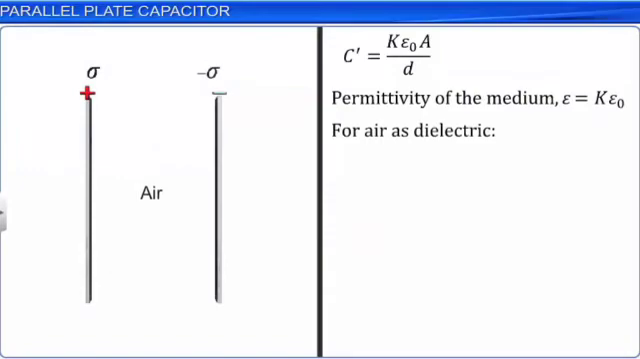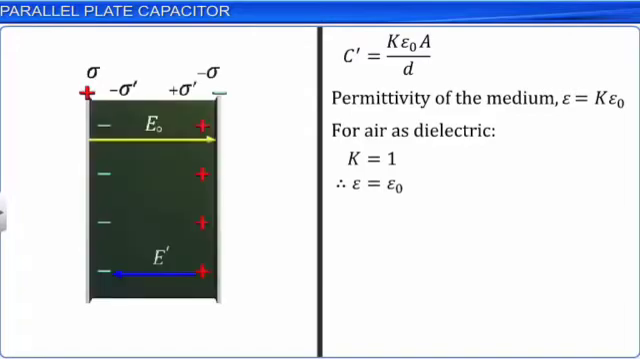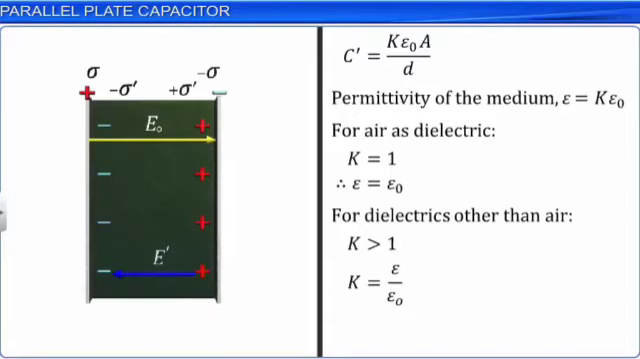For air, the dielectric constant K is equal to 1. Hence, we have epsilon equal to epsilon naught for air. For dielectrics other than air, we have the dielectric constant K greater than 1. The dielectric constant K of the medium is defined as the ratio of the permittivity of the medium epsilon to the permittivity of the free space epsilon naught. We know that C naught is equal to epsilon naught A by D. Hence, we can write C dash is equal to K C naught.